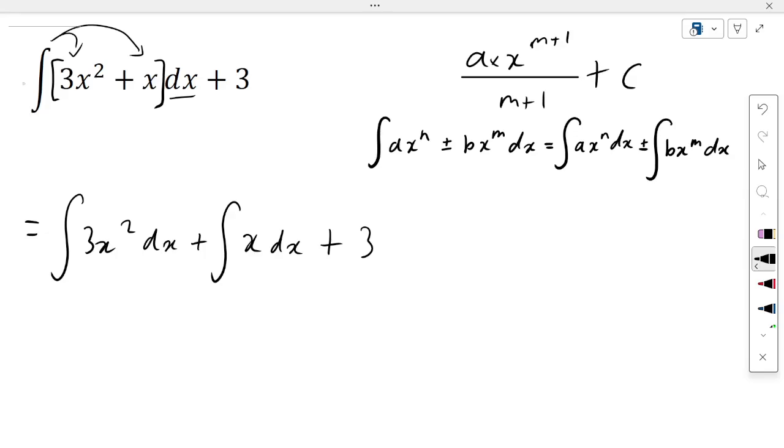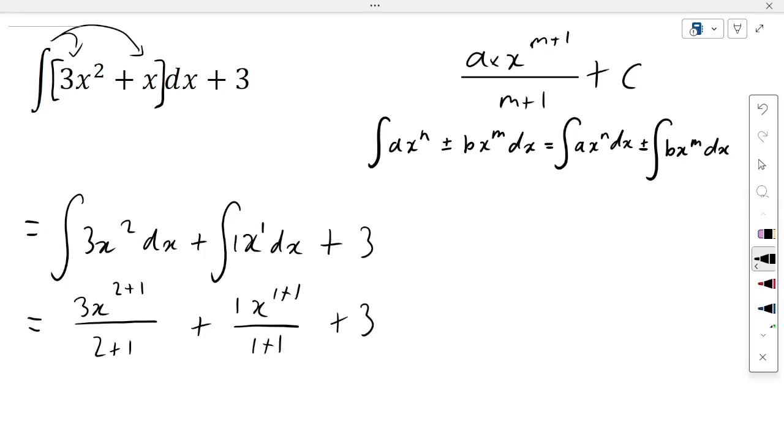So that is what happens if we shift our dx. It only affects everything on the left-hand side of it until the integral symbol here. Okay. So this is going to be equal to, we're going to take the integral of 3x squared with respect to dx. That's going to be 3x to the power of 2 plus 1 divided by 2 plus 1. And we're going to add the integral of x with respect to dx. Our coefficient is 1, so it's going to be 1x raised to the power of 1 plus 1 divided by 1 plus 1. And this is plus 3 plus c.